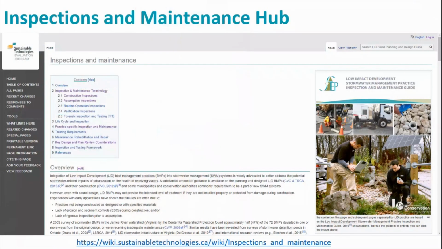The other big page we've developed is an inspection and maintenance hub. So once you take on ownership of these practices, how you're both inspecting and maintaining it to make sure its functionality is as best as possible and it's as near the level as it was when you first installed the practice.